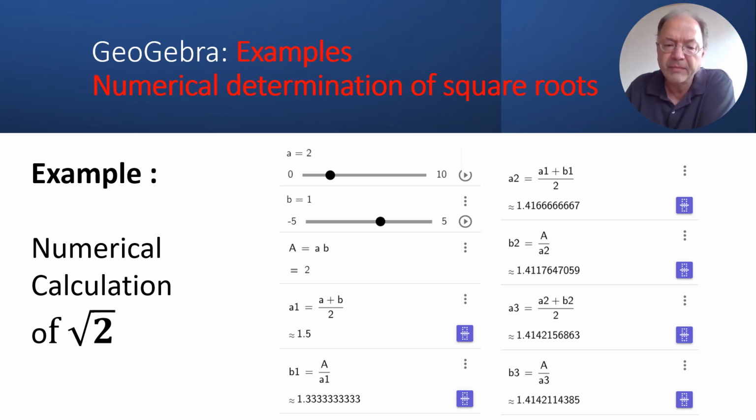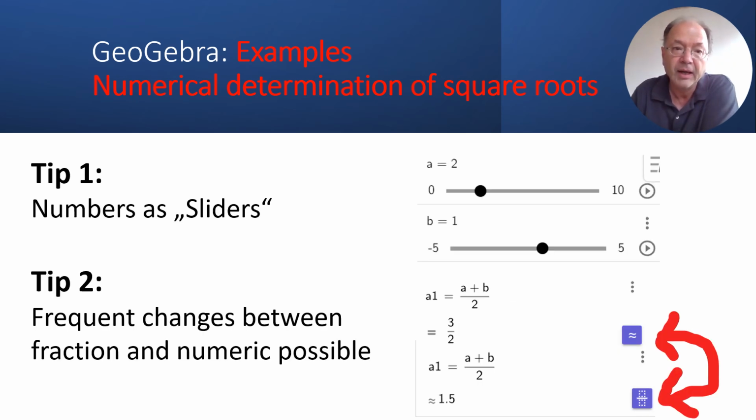But then the area is A times B. The new A, A1, is A plus B divided by 2. That gives 1.5 now at first. The new B, new side B, then is the area divided by A1, and that is about 1.33. And so on. I did this in 3 steps, and as you can see, in 3 steps I have quite some accuracy attained in there.